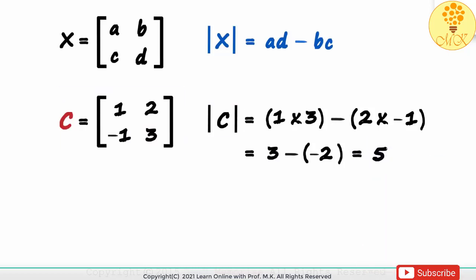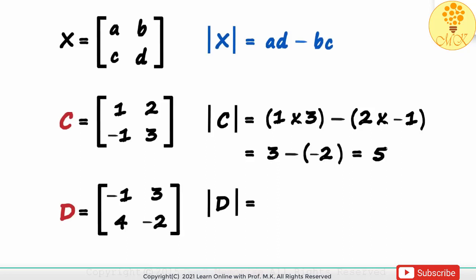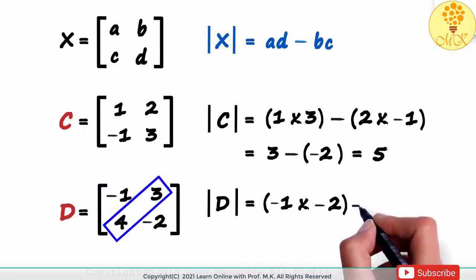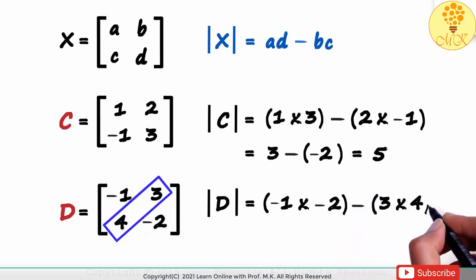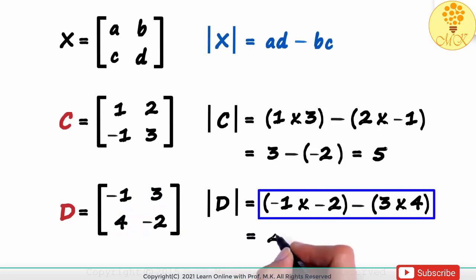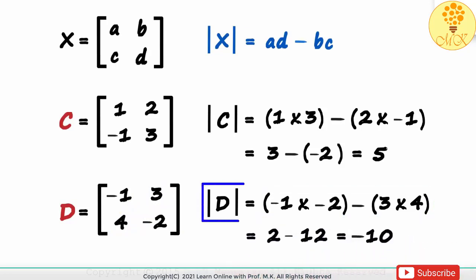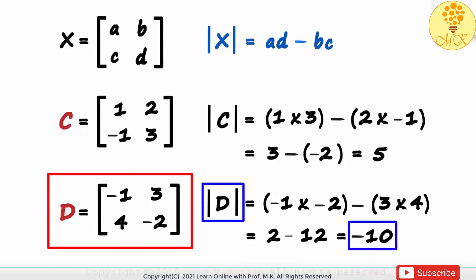Now I want you to try out the next problem. What is the determinant of matrix D? Pause the video and find the determinant. This product is -1 times -2, and from this product we subtract the product of 3 and 4. This will equal 2 minus 12, which gives us -10. The determinant of matrix D is -10.